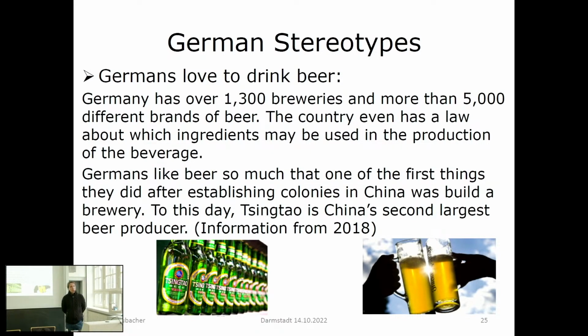What do you think? Germans nowadays love to drink beer, yeah? It's actually decreasing a lot. What Germans tend to drink most is water and coffee. Not beer. Even though we still have a lot of breweries, most of them are bought by big brewery systems now, more than 5,000 different brands of beer. We exported beer to several countries. Tsingtao, for example, was German founded. The most popular, the most well-known beer in China. So we exported beer brewing a lot.